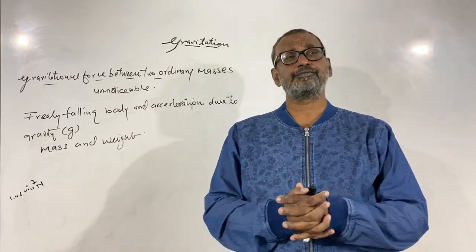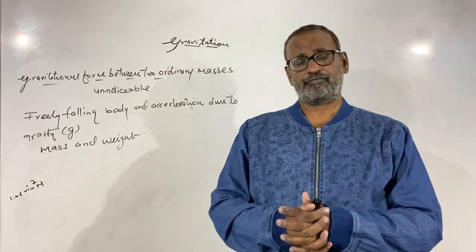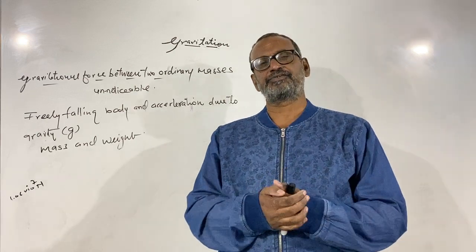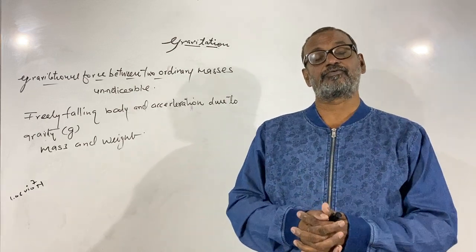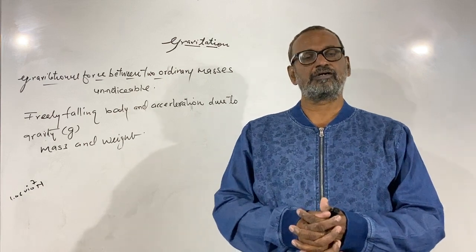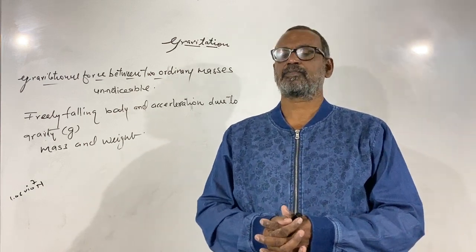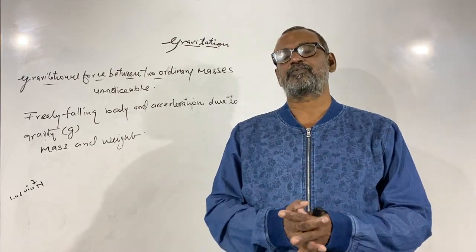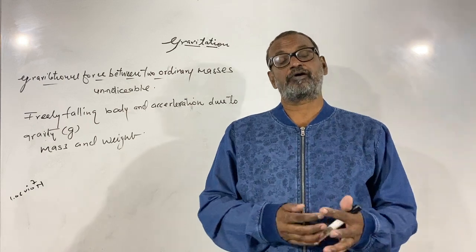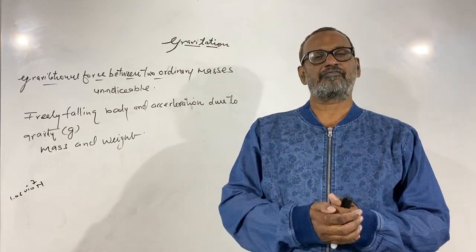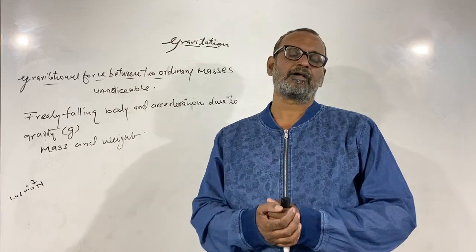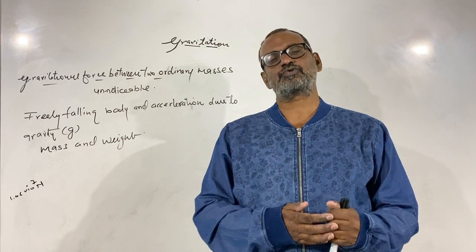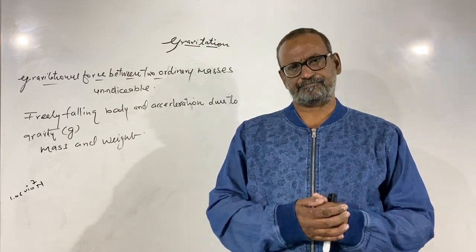In the previous video, we have learned that every body in this universe attracts every other body with a force which is called gravitation. And the gravitational force between two bodies is directly proportional to the product of the masses of the two bodies and inversely proportional to the square of the distance between them.